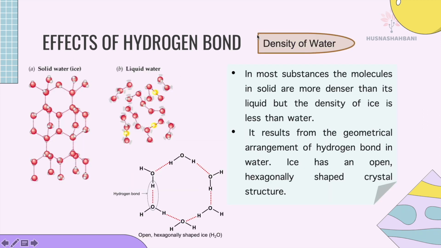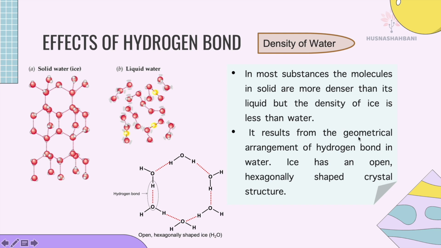Next, effects of hydrogen bond on density of water. In most substances, the molecules in solid are denser than in liquid. Usually, solid is denser than liquid. But it's the opposite for ice. The density of ice is less than water. Ice is solid. Water is liquid. But ice is less dense than water.